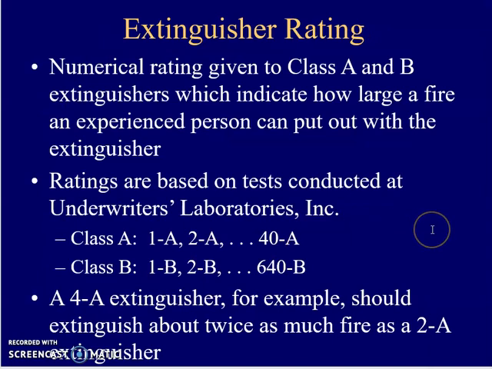Let's talk about extinguisher ratings now. Extinguishers have a numerical rating given to Class A and B extinguishers that indicates how large a fire an experienced person can put out with the extinguisher. The ratings are based on a series of tests conducted at Underwriters Laboratories. For Class A, for instance, you can find things such as a 1A extinguisher, 2A, etc. Class B, same. A 4A extinguisher, for example, should extinguish twice as much fire as a 2A extinguisher.